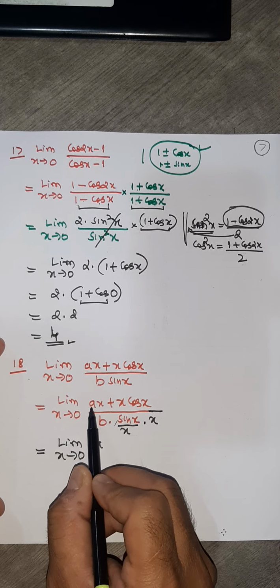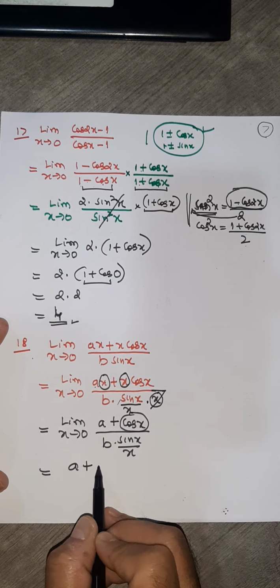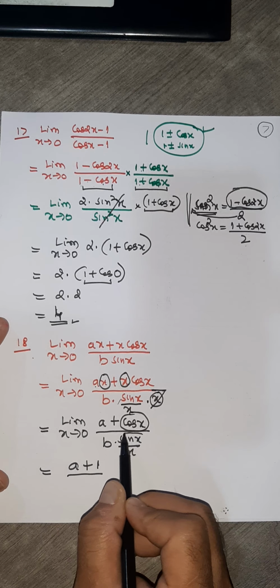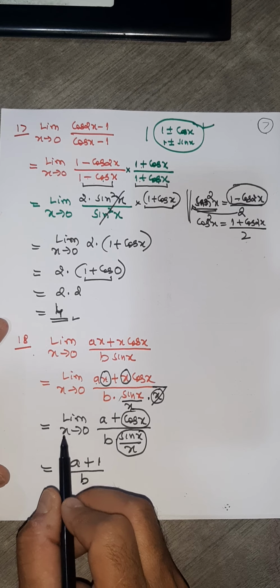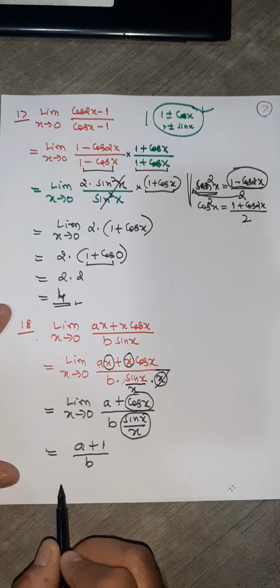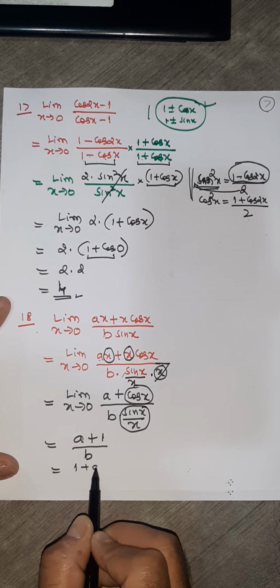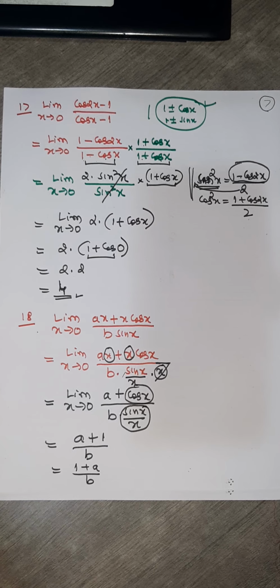Now apply the limit. If I apply the limit here, a being constant as it is, this is cos 0. Cos 0 is 1, upon the limit of sine x upon x, which is 1. So you have b. Now once you apply the limit, you cannot write b here. So your final limit will be 1 plus a by b. That's your required limit in this 18th question.